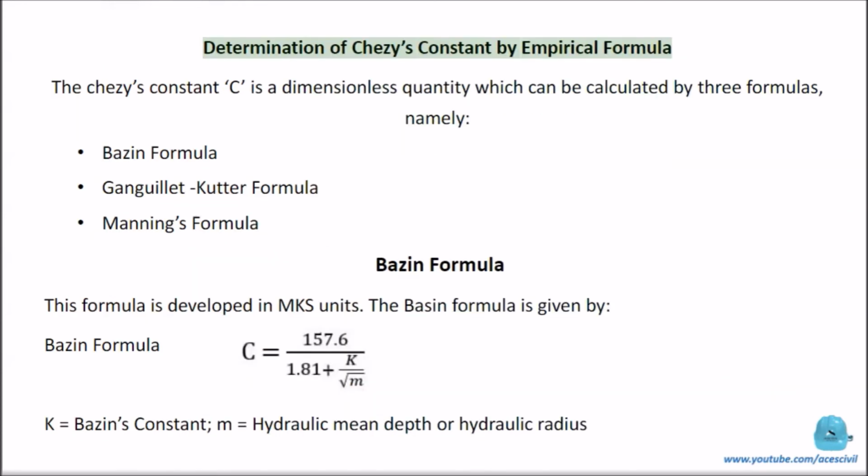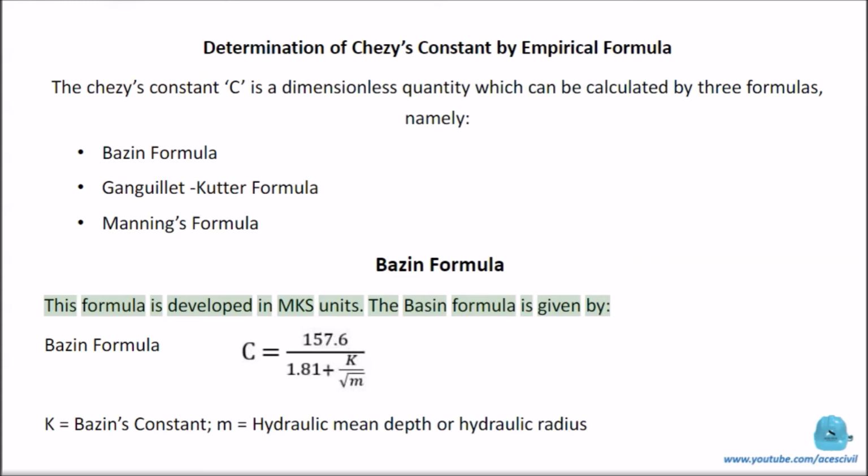Determination of Chezy's constant by empirical formula. The Chezy's constant C is a dimensionless quantity which can be calculated by three formulas, namely Bazin formula, Ganguillet-Kutter formula, Manning's formula. Bazin formula.